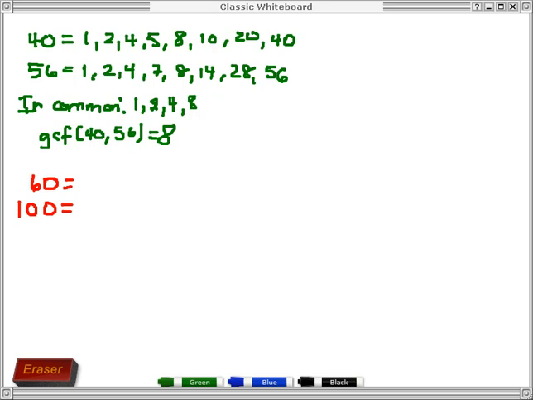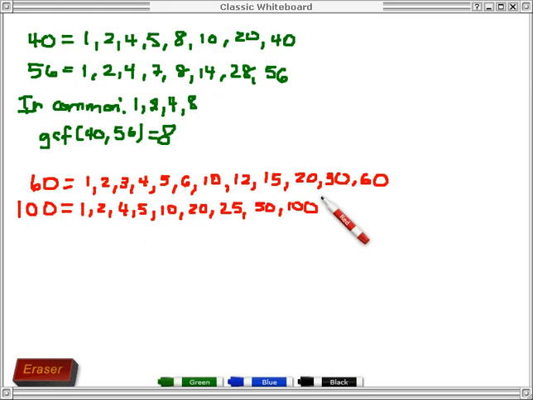So go ahead and list all the factors of 60 and 100 just by trying numbers and dividing them into it. And then pause the video and do that, and then come back and we'll have the lists. Alright, so for 60 we found all of those factors, and for 100 we found all of these factors. Now we want to go ahead and make a list of which factors these two have in common.